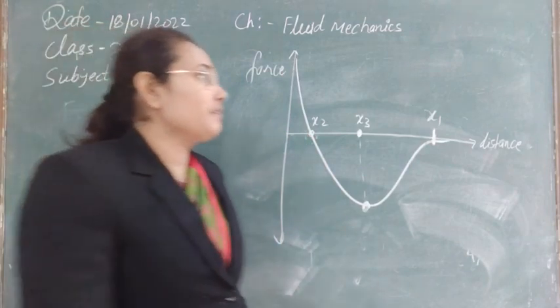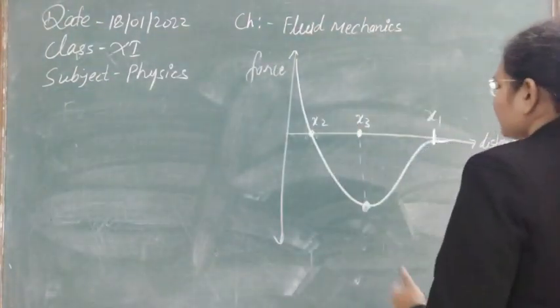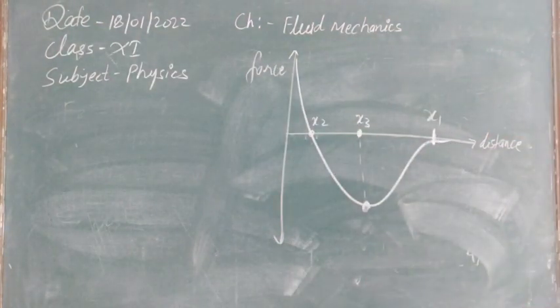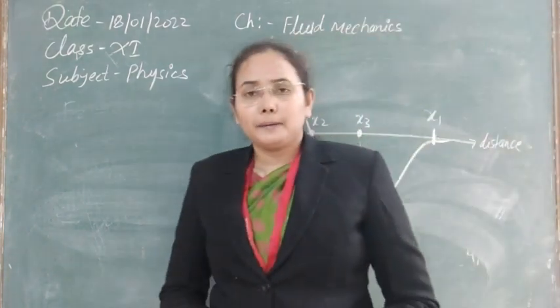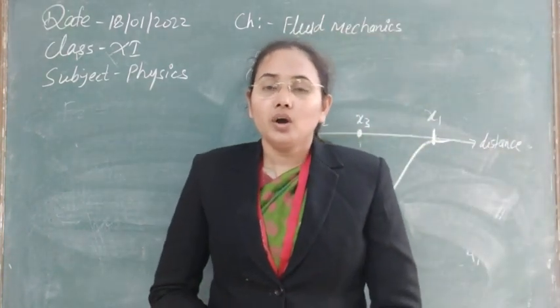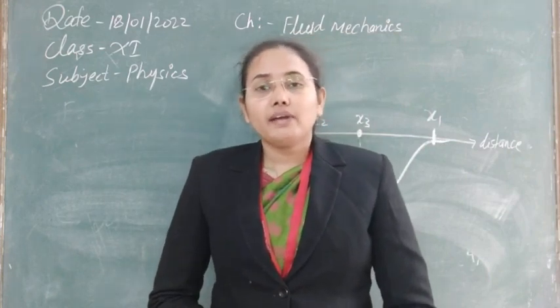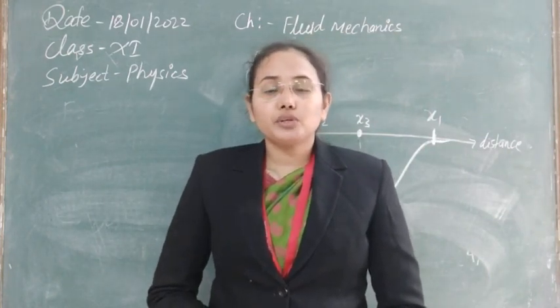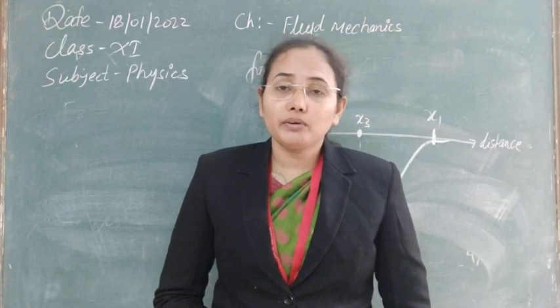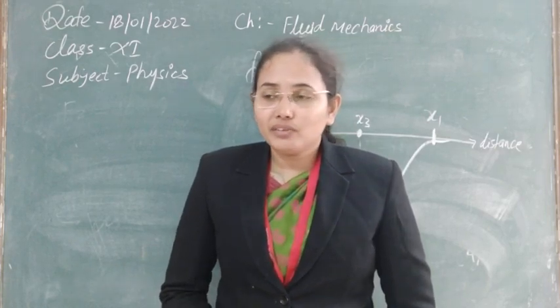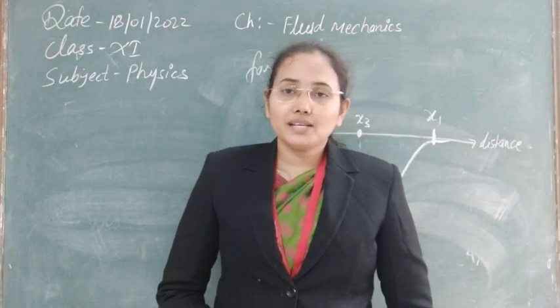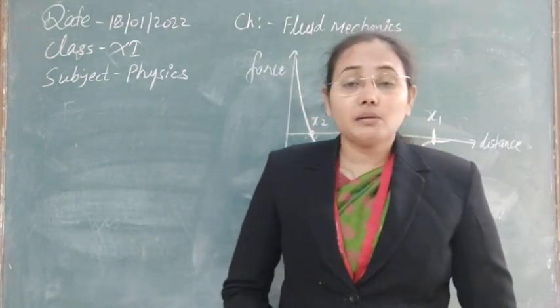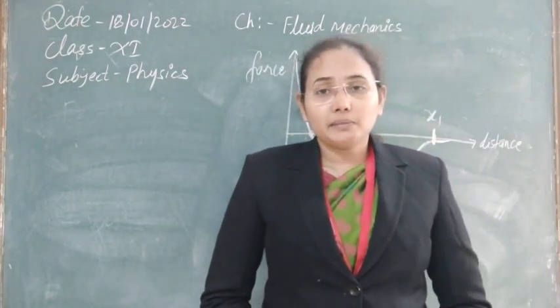Now let's see how these forces vary. Their variation does not follow the gravitational law or inverse square law. They vary as inversely proportional to r to the power 7 and r to the power 9. So that's why we can see that, in comparison to inverse square forces, these intermolecular forces are more rapidly changeable with distance.